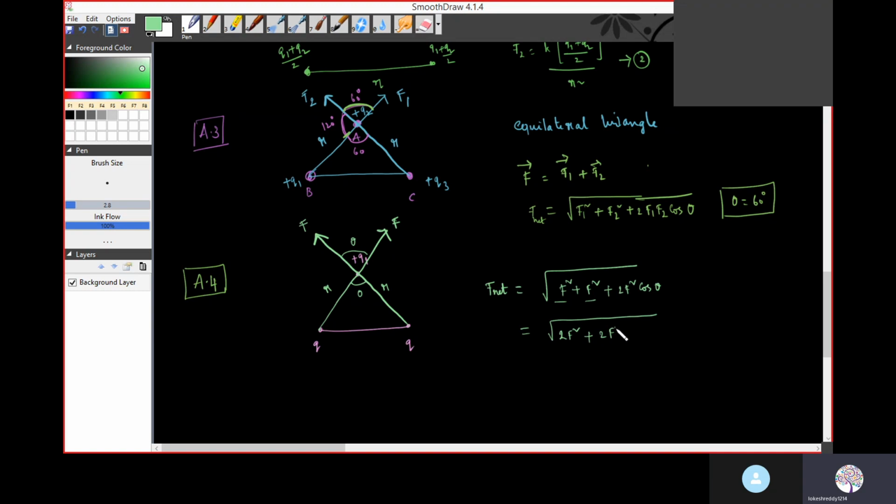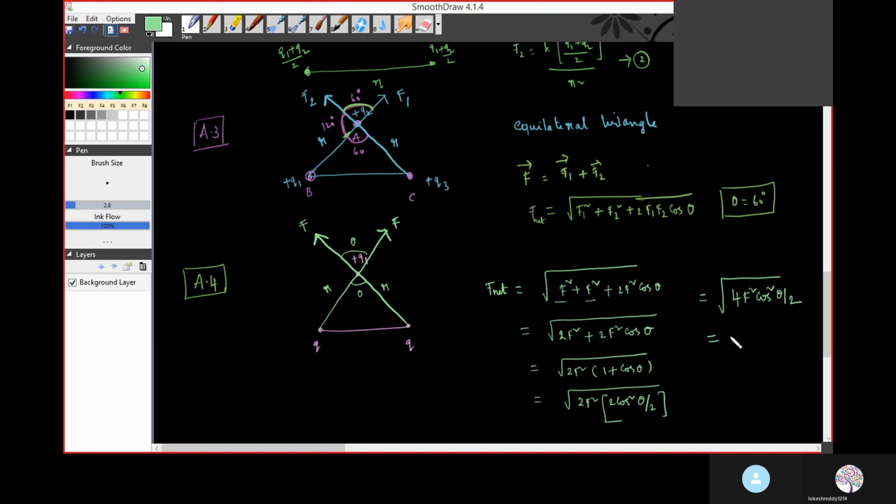2F square plus 2F square cos theta. So that gives me root of 2F square into 1 plus cos theta. Then 1 plus cos theta is 2 cos square theta by 2. That is F net equal to root of 4F square cos square theta by 2, that is equal to 2F cos theta by 2.